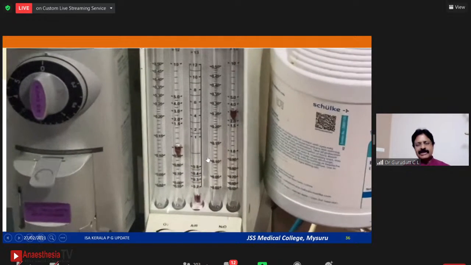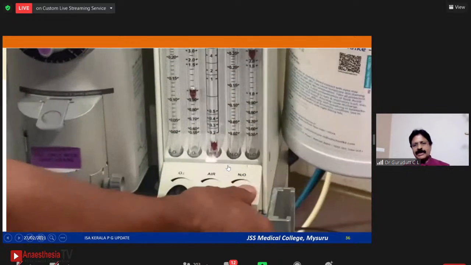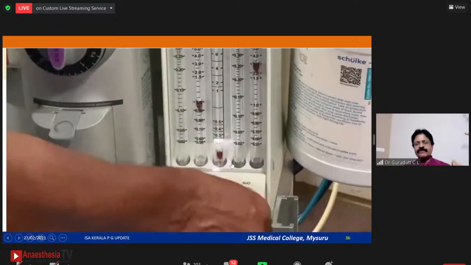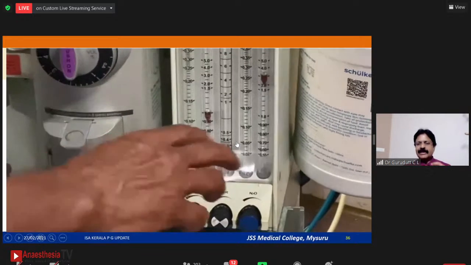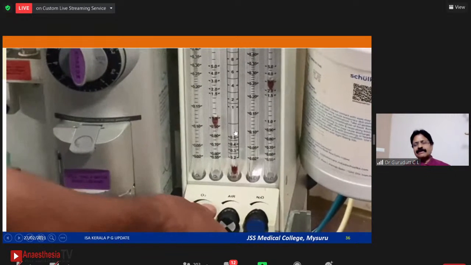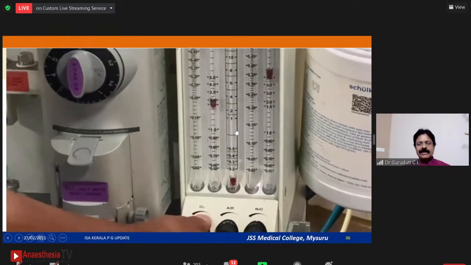So in the exam, you can easily make out: just try to open nitrous oxide. If oxygen also starts flowing, it is Link 25. If you are trying to open nitrous oxide and nothing is flowing, then it is the ORMC or SORC.